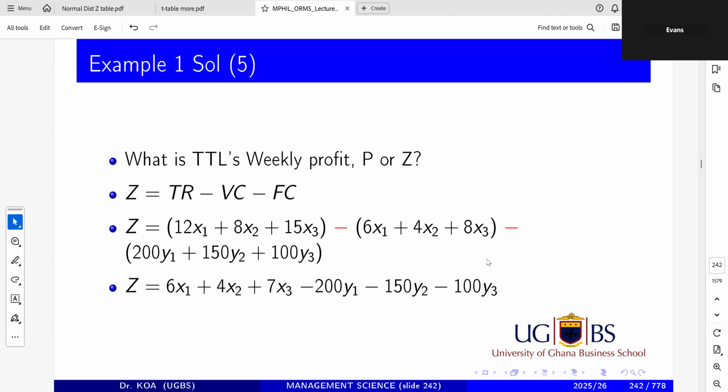We know that there are 200, 150, and then 100. So the objective function is now completed. This is the objective function. Any question on the objective function?